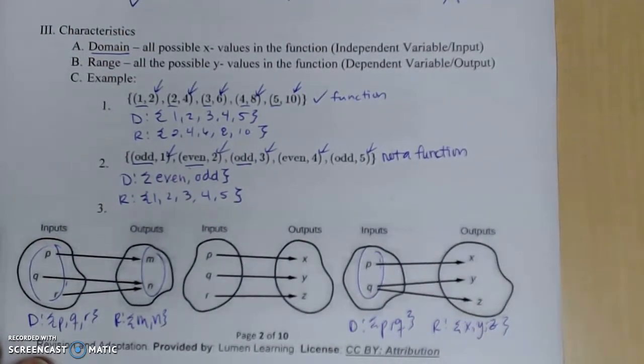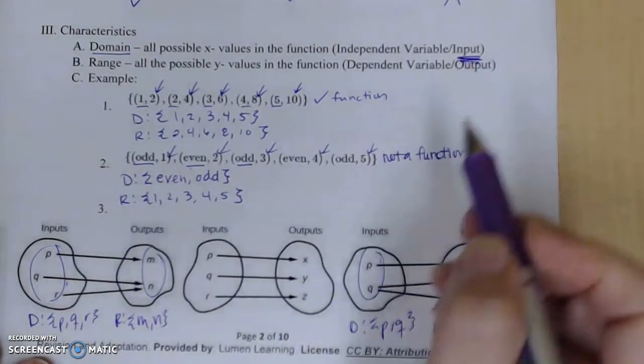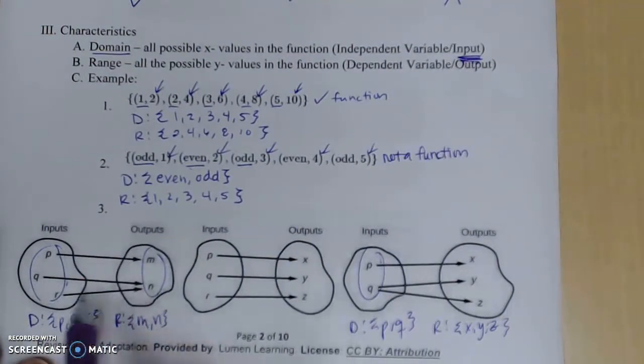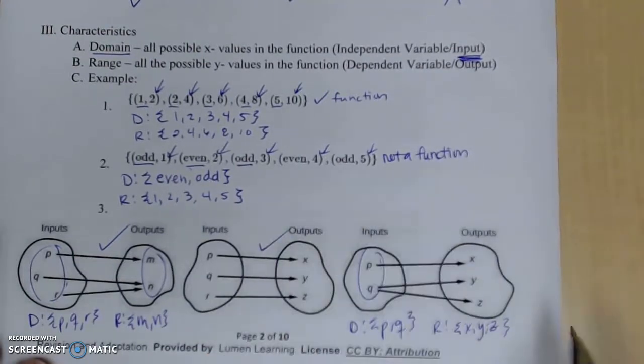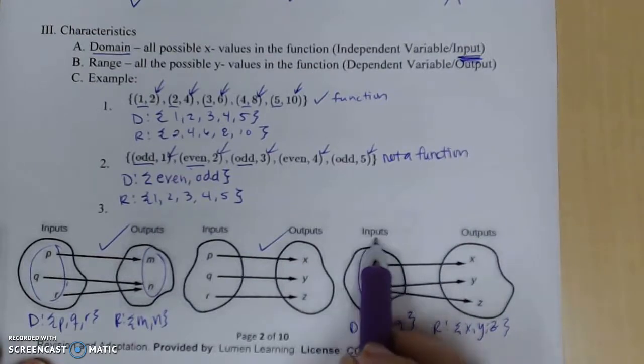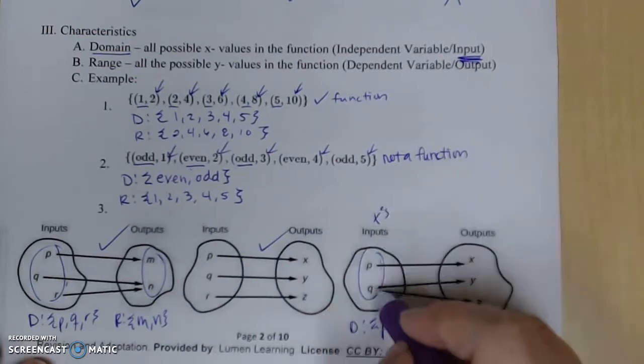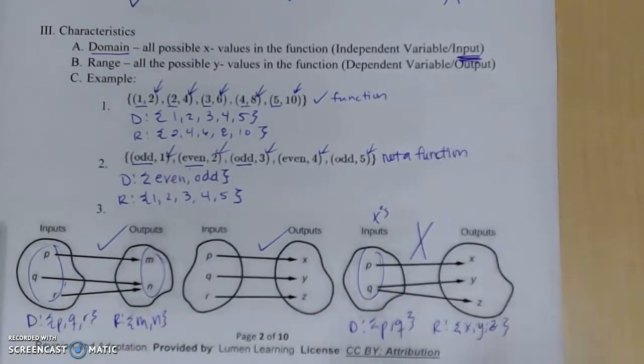Now, if we're talking about if it's a function, remember your x's can't repeat, or your inputs can't repeat. So notice there's only one arrow coming out of these, so check, that would be a function. One arrow coming out of PQR, check, that would be a function. Notice here, 2 arrows are coming out of Q. Inputs is my x's. So in this case, my x is repeated, so this would not be a function.